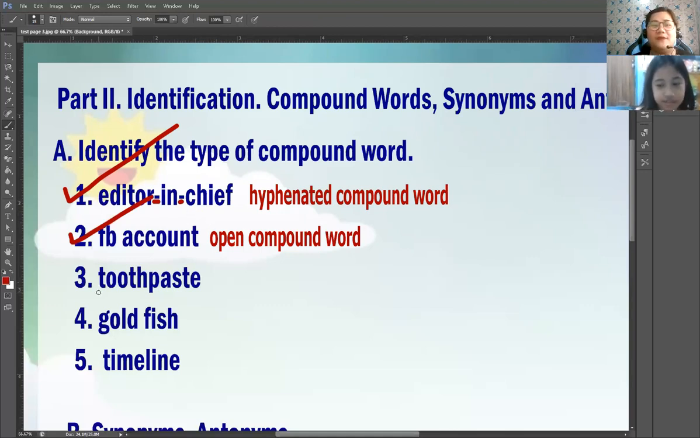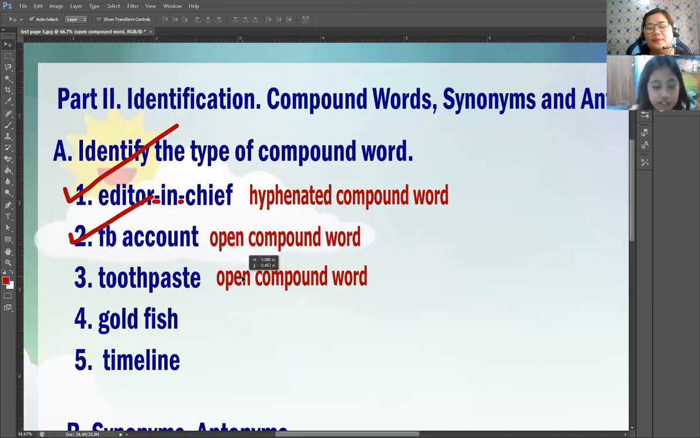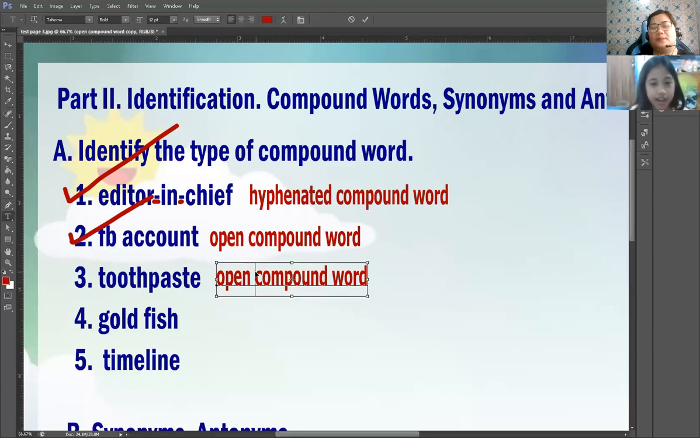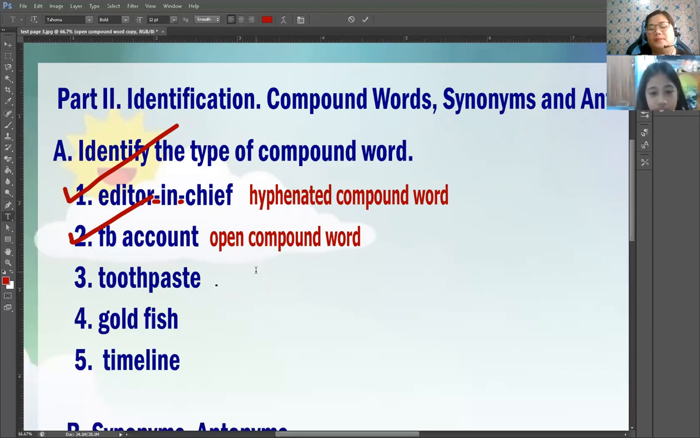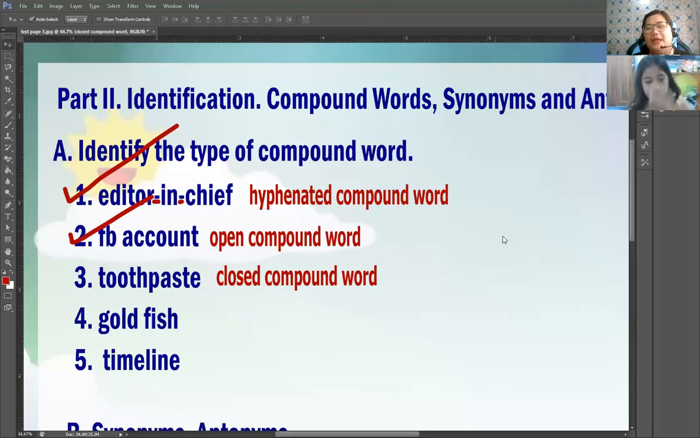How about number three? Can you read the word first? Toothpaste. I pick closed compound word. Okay, so closed compound word. Yes. So why did you choose closed compound word?